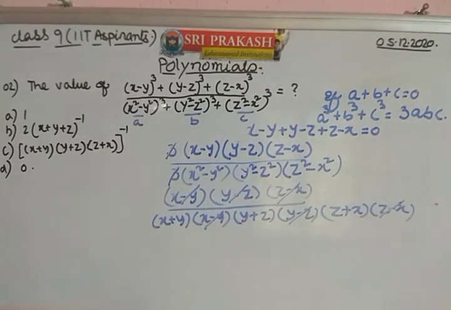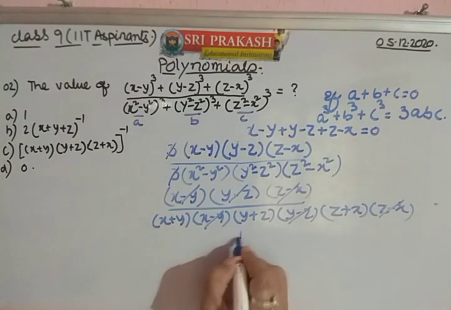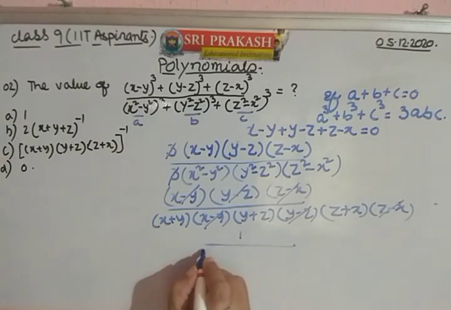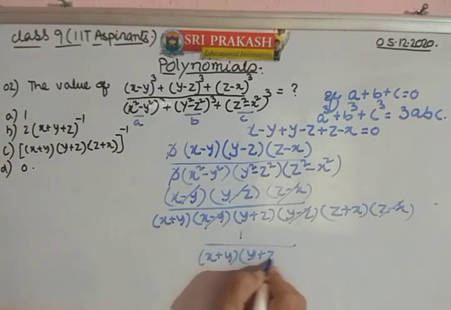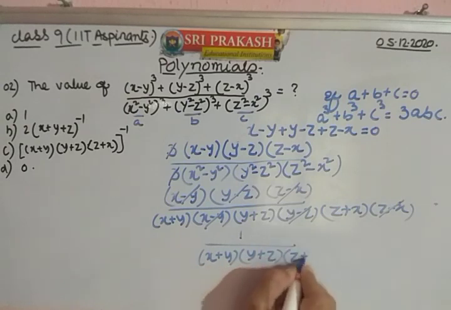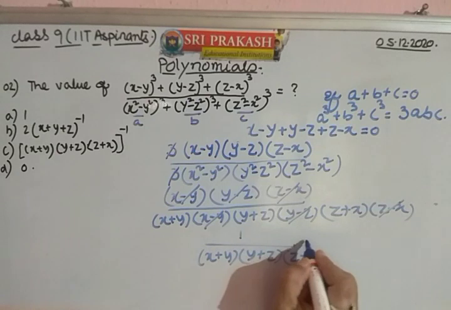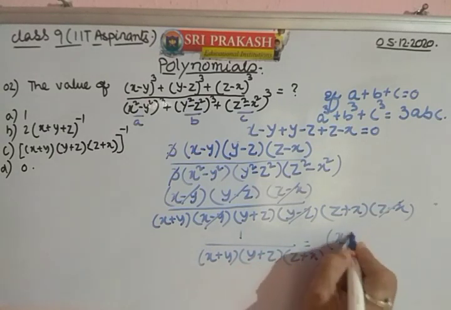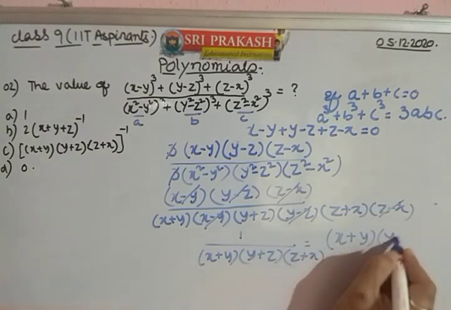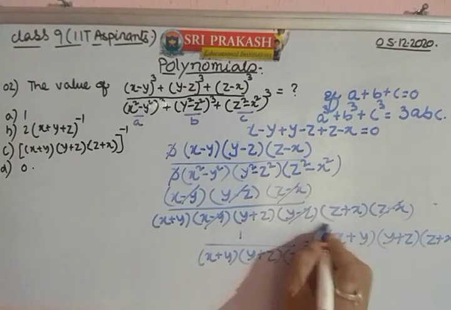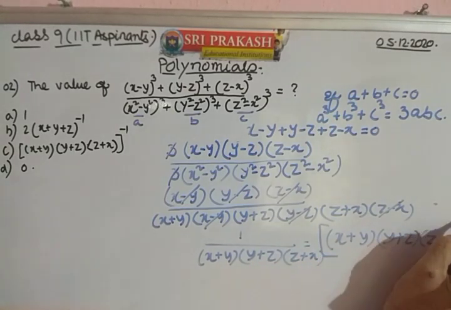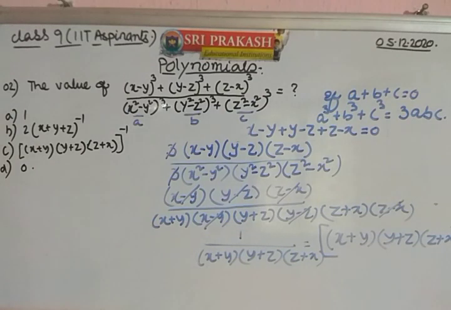So what will be left? 1 by x plus y into y plus z into z plus x. So we can write this as x plus y plus z plus x whole to the power of minus 1.